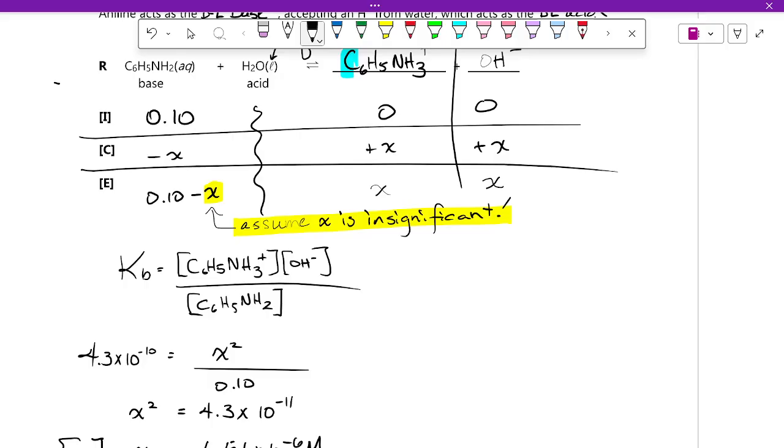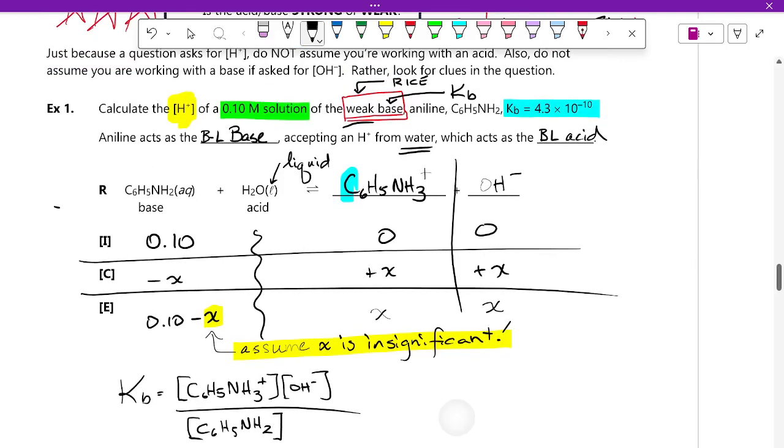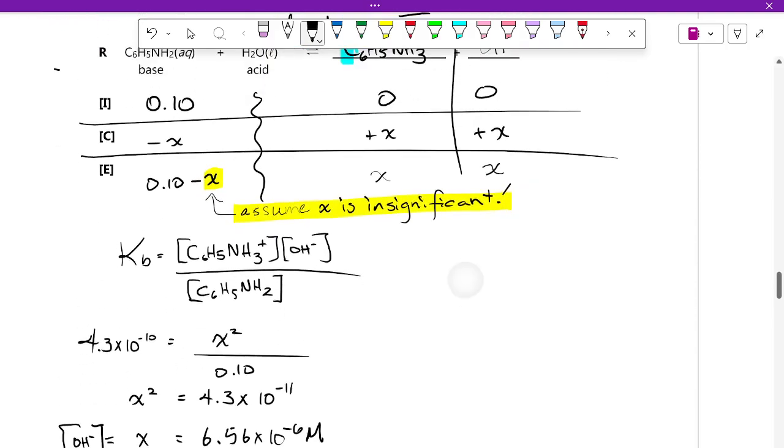Did you get a concentration of OH of 6.56 times 10 to the minus 6? Yay! But our question asked us for the concentration of hydrogen. How do we go from hydroxide to hydrogen? What do we use?